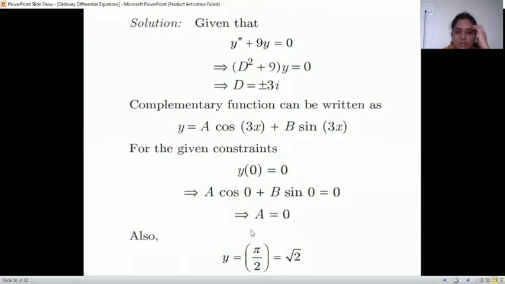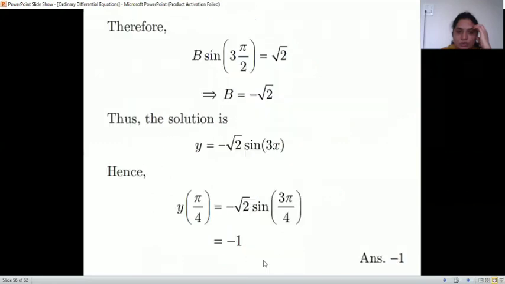The second condition is y at pi by 2 is root 2. So substituting that also, we get b sin 3 pi by 2 is root 2. But sin 3 pi by 2 is minus 1, so b is minus root 2. And a is 0. So we are getting y is minus root 2 sin 3x.